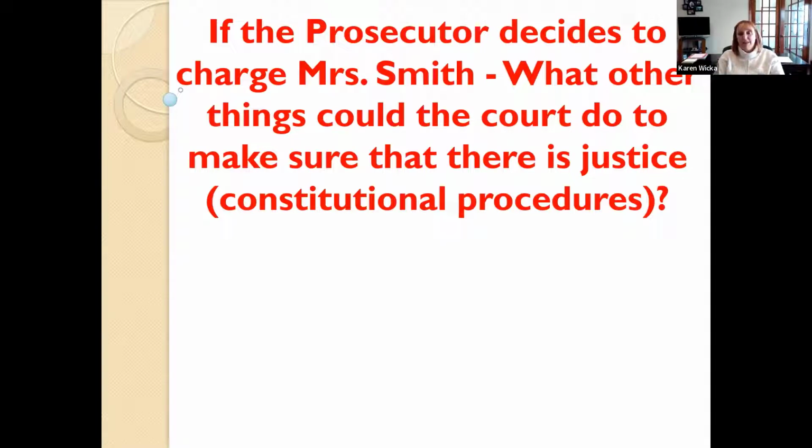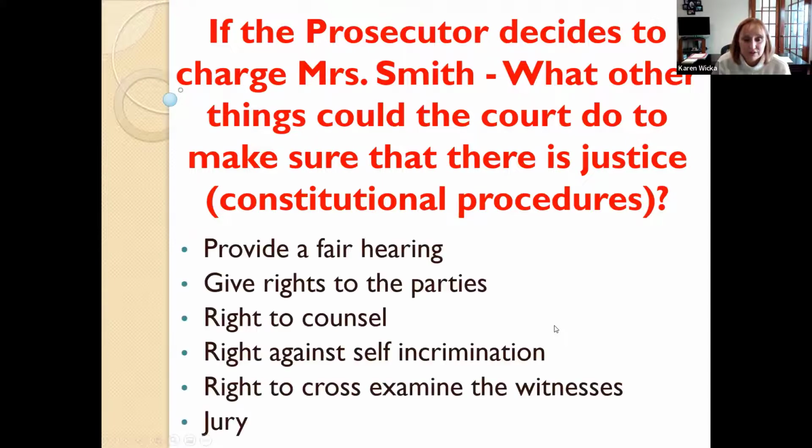This is what we call constitutional procedures. These are the procedures that are designed to ensure justice. We often refer to this as due process, right? Due process is fair process. What are the constitutional procedures that have to exist to assure due process or fair process? Well, it would include things like a fair hearing, which is the actual trial itself. The right, give rights to the parties. So each party has different rights that they're entitled to.